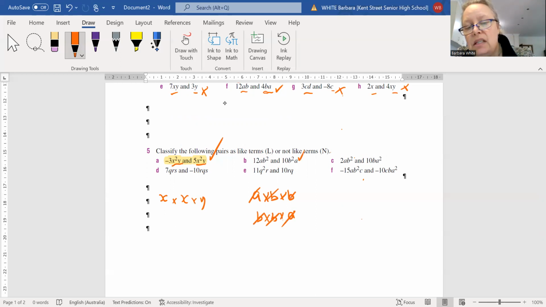This one here, AB squared, so that's like A times B, is it the same as B times A times A? Do we have all of the same components? Well, we have a B in each, we have an A in each, and then we have, oh, those are not the same. Those are not the same. So I know they're not the same because I'm multiplying different variables together.